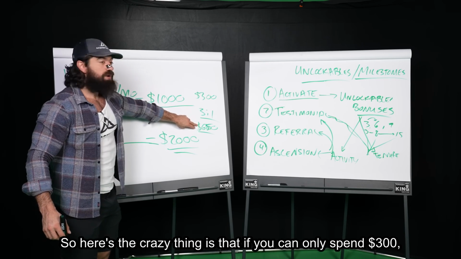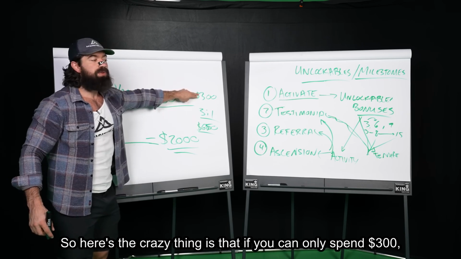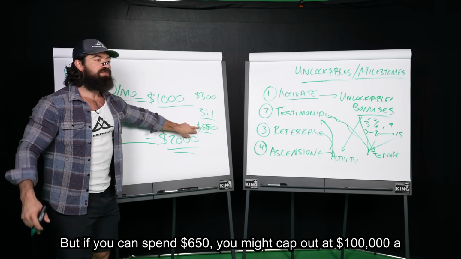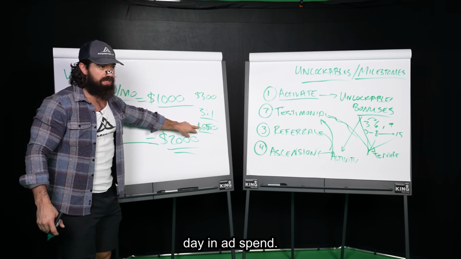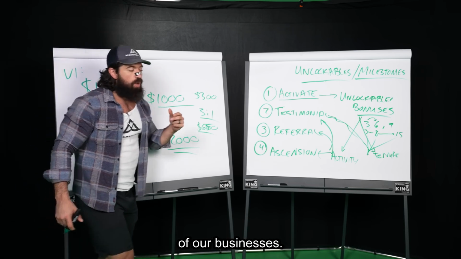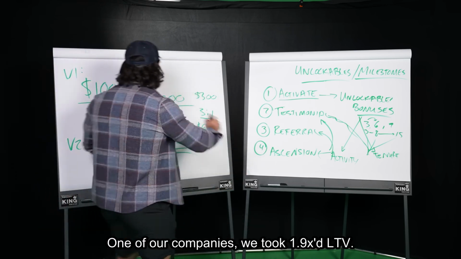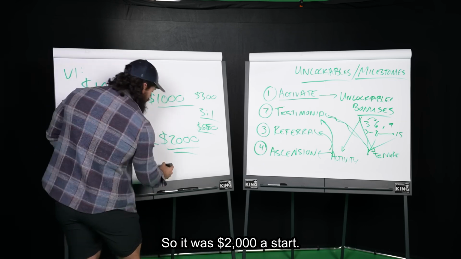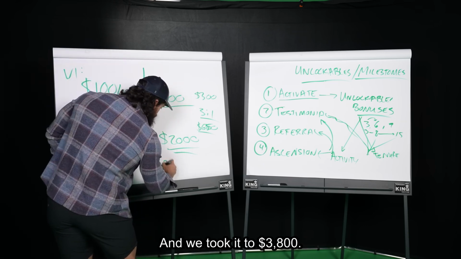So here's the crazy thing: if you can only spend $300, you might cap out at, let's say, $1,000 a day in ad spend. But if you can spend $650, you might cap out at $100,000 a day in ad spend. So getting a double on LTV, I'll give you an example for one of our businesses. One of our companies, we 1.9x LTV. Actually, really similar to this. It was 2,000 to start, and we took it to 3,800.